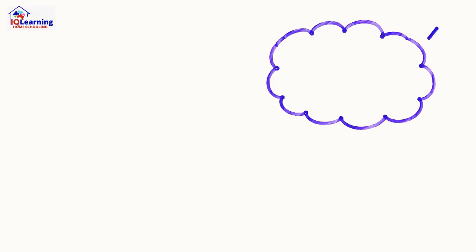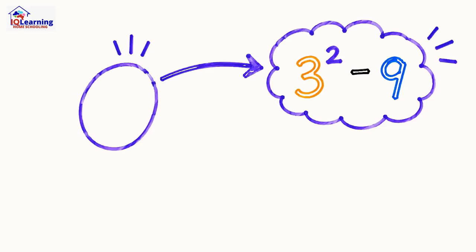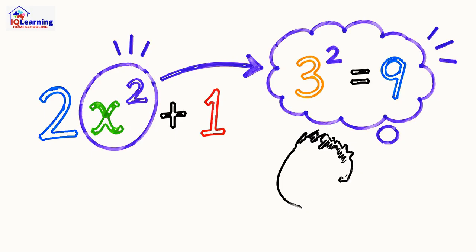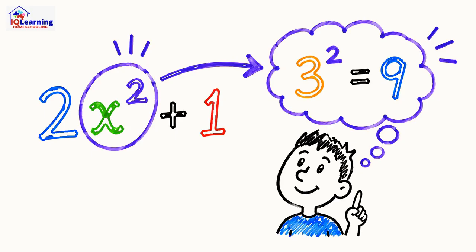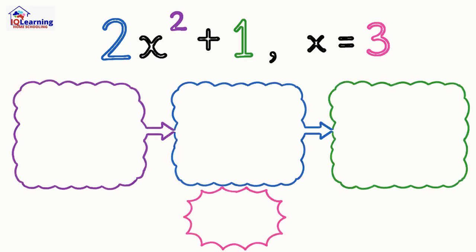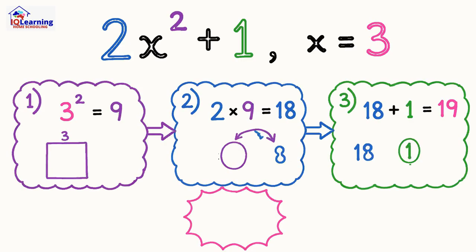This skill even handles powers. In the expression 2x squared plus 1, if x is 3, you must solve the power first. 3 squared is 9. Then you multiply by 2, which gives you 18. Finally, you add the 1 to get 19.